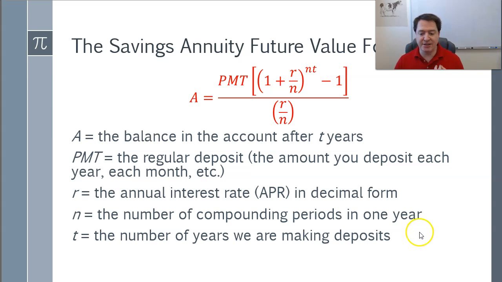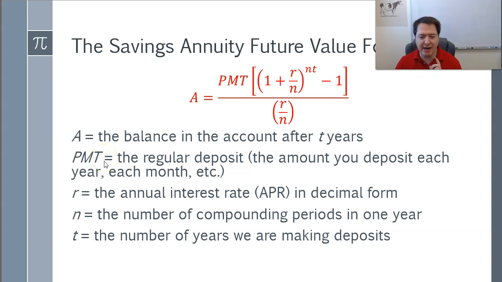T, again, is the number of years. So this is a future value formula, which will tell us what the value is going to be in the future, and T is just how far into the future we're looking, in years. Actually, all of that stuff we already had in the last section when we were looking at these lump sum future values. The only thing that we're really adding in is this PMT.